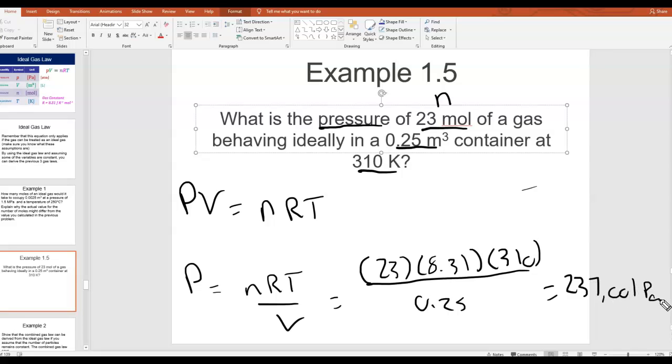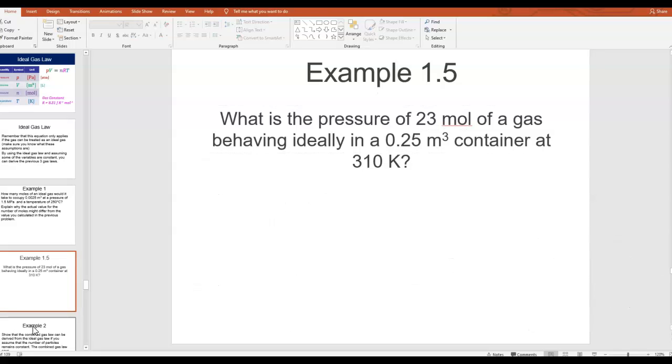So this is 237,001 pascals. Or if you wanted to save yourself some time, you could write 237 kilopascals. Either way is fine. I guess that this would maybe be the best way to answer the question since that's in the correct units. So pause there if you need to look over that. Again, just a very basic calculation. Okay, so I'm going to erase this.